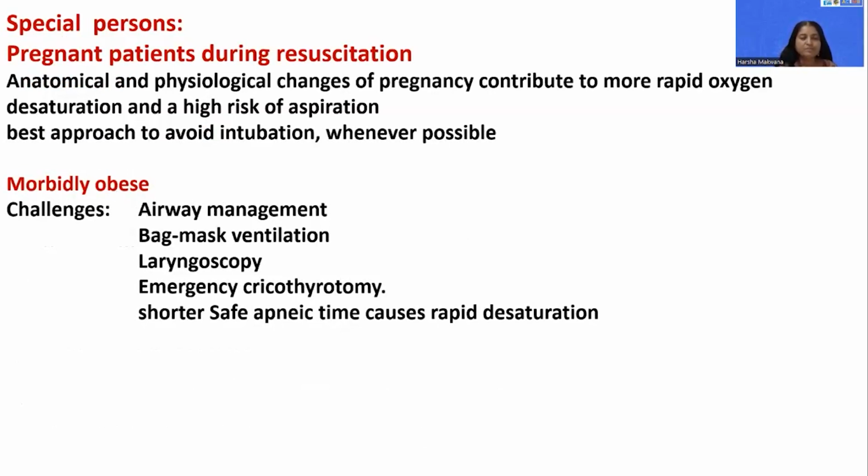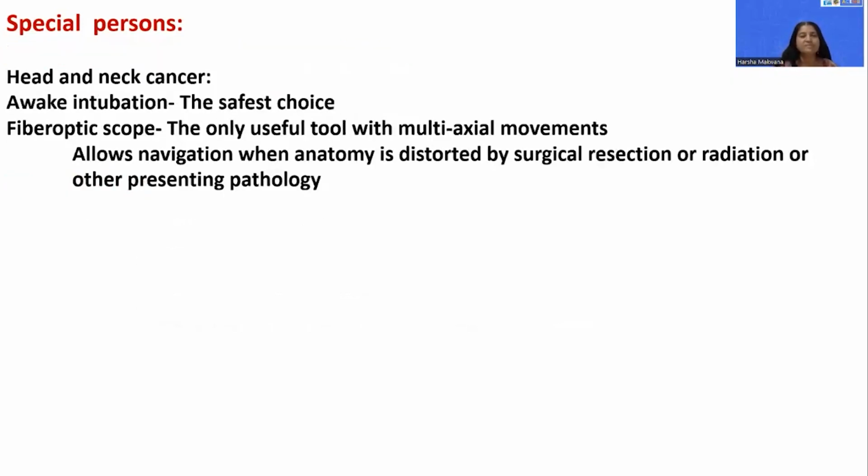Also, morbidly obese patients have challenges of airway management, mask ventilation, laryngoscopy, and emergency cricothyrotomy. Also, they have a shorter safe apneic time, which causes rapid desaturation. And so, if CICV occurs, they may be lost earlier compared to other patients.